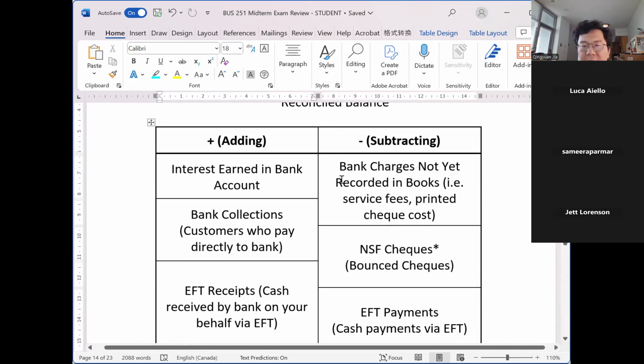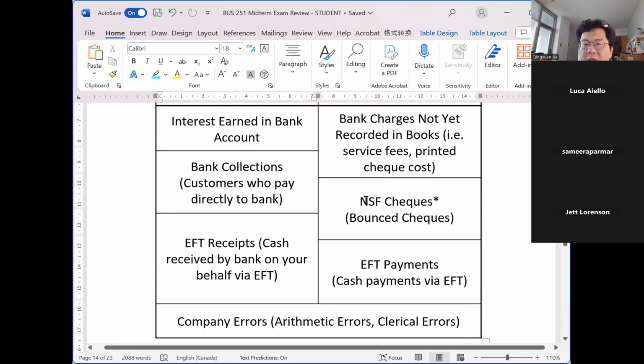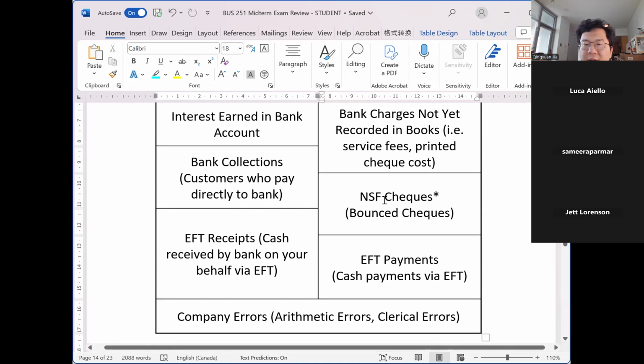And what we have to subtract is the bank charges not yet recorded in books. For example, some of the service fees, the printed check cost. The bank will book this automatically, but we don't know this yet, so we have to subtract these fees on our general ledger. And also the NSF checks, which are also called bounced checks.